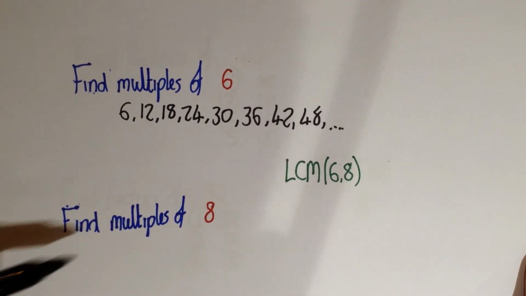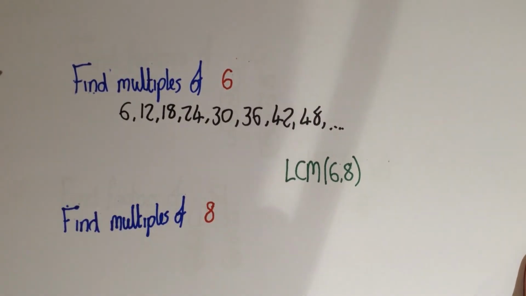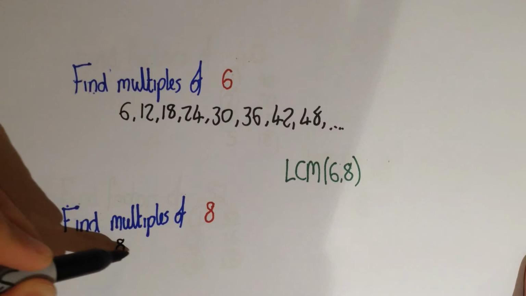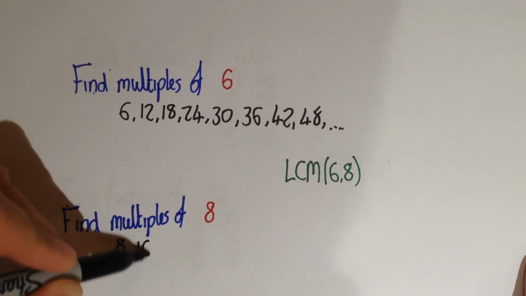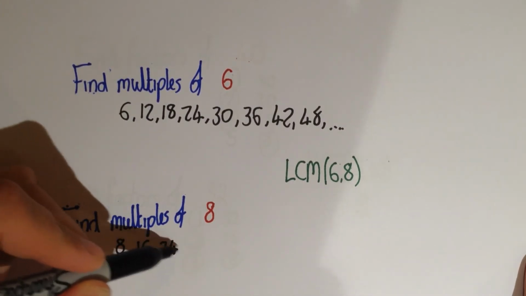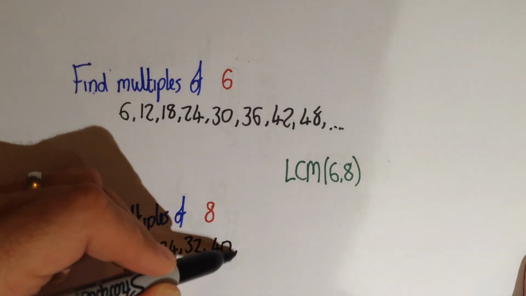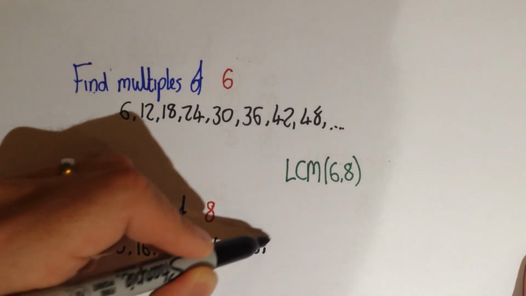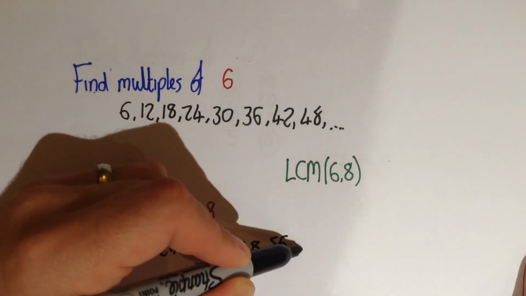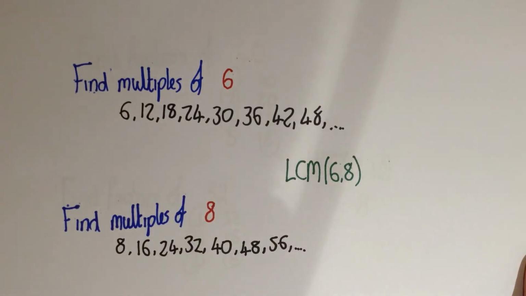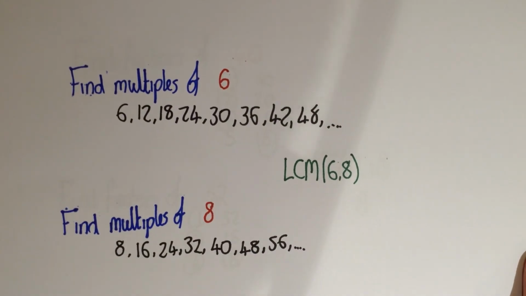Second question is asking us for multiples of 8. So here we get 8, add on another 8 is 16, 24, 32, 40, 48, 56, and again that will continue. So this is how we would do the multiples, it's just the times tables.